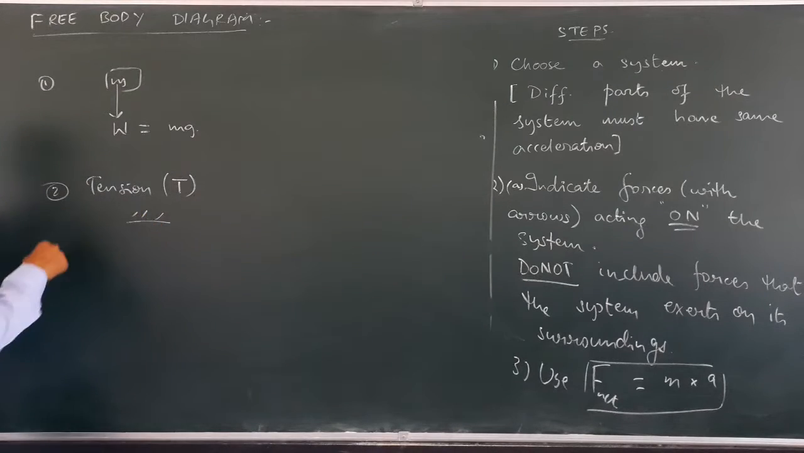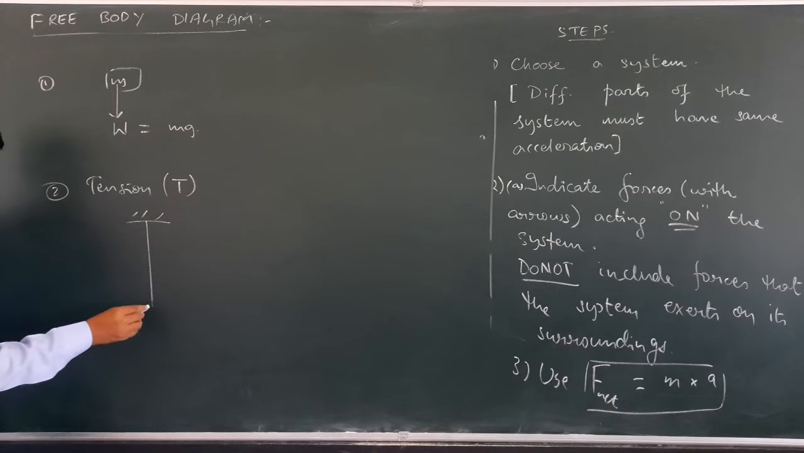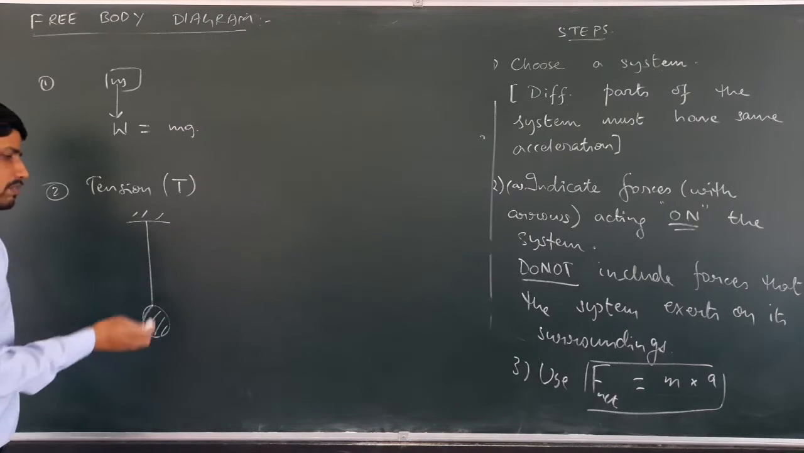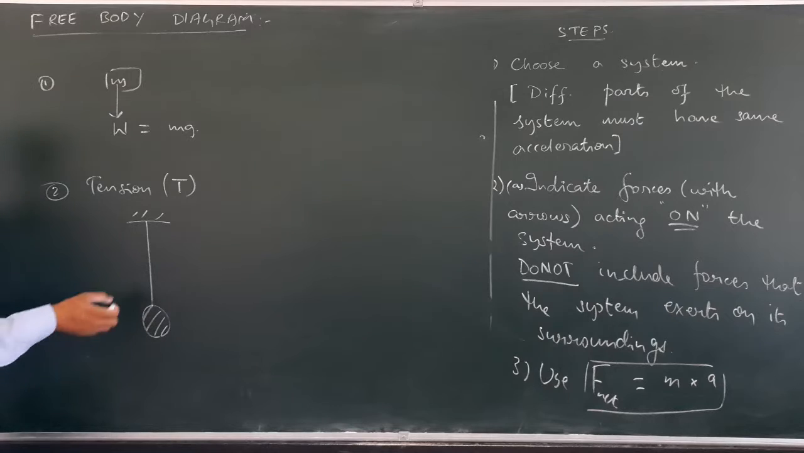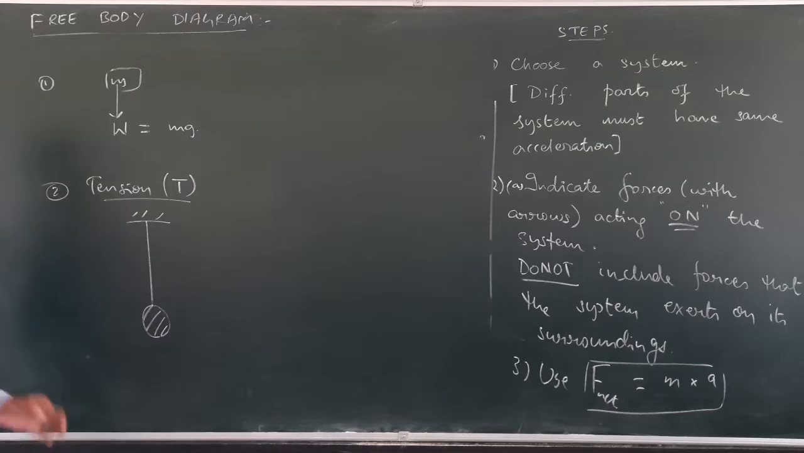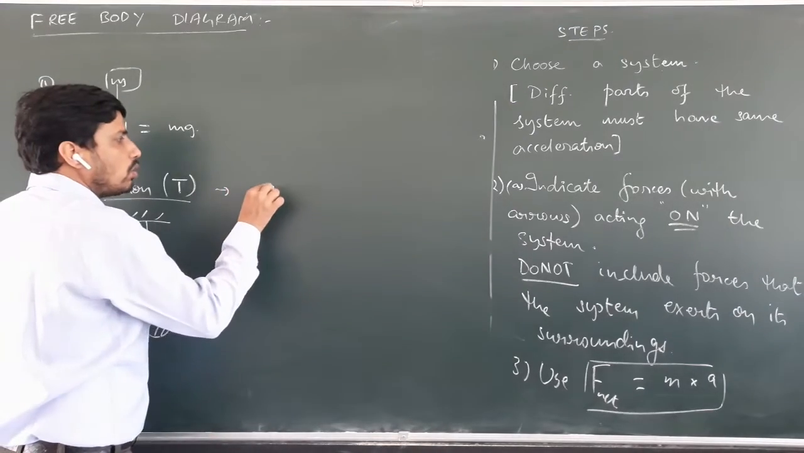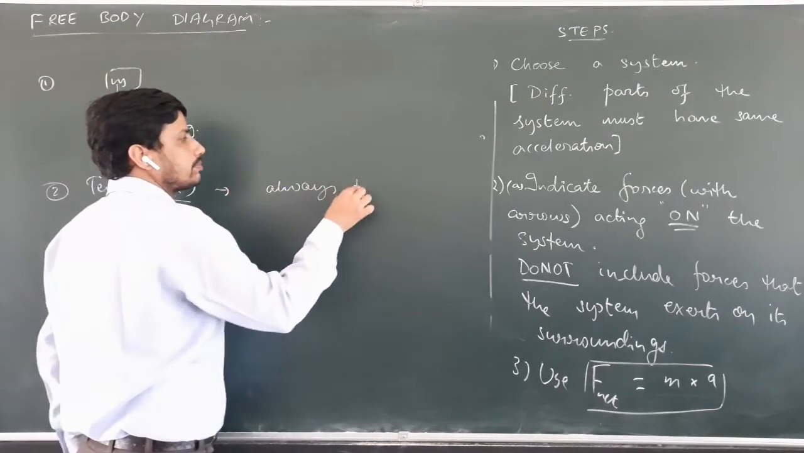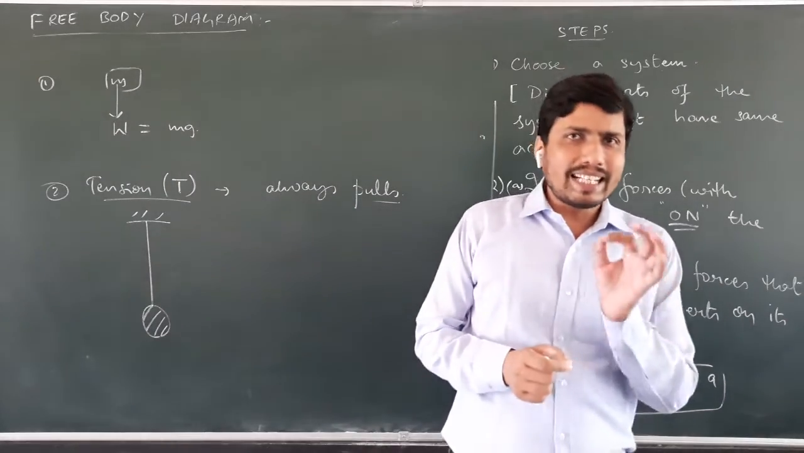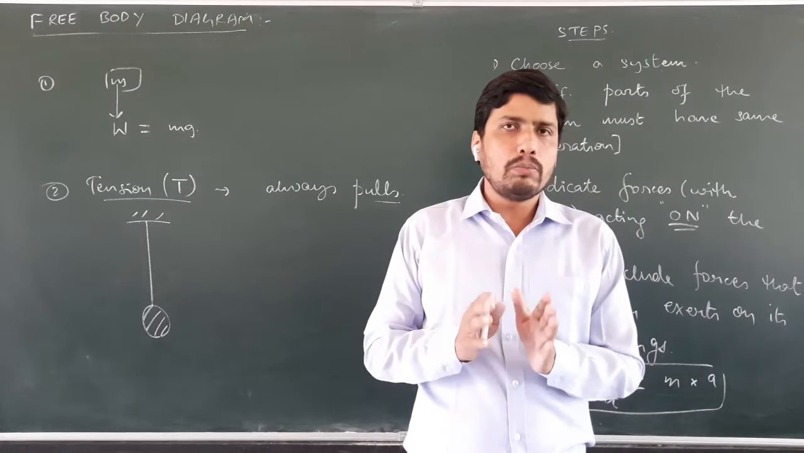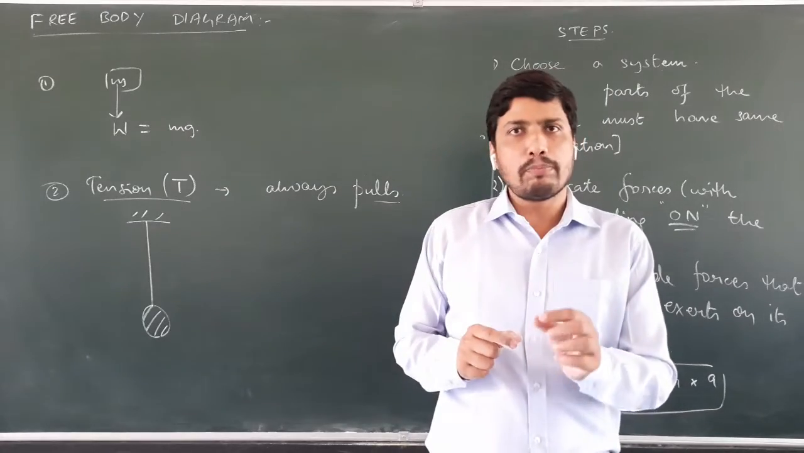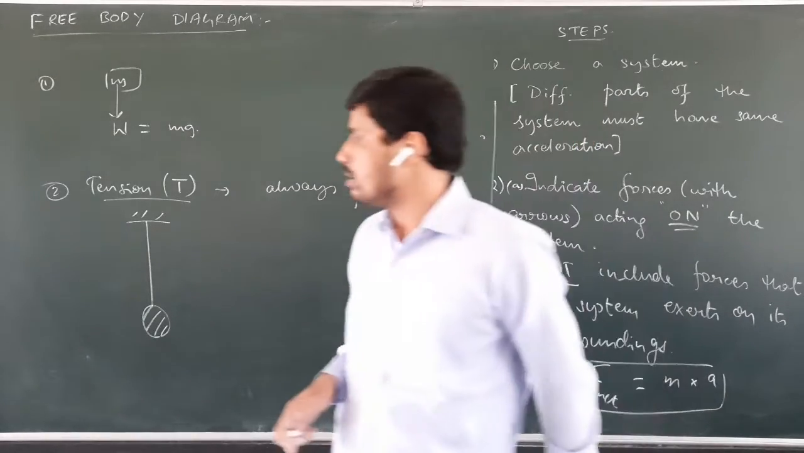Suppose there is a roof on which you tie a thread. At the bottom of the thread you tie some load. Then this string becomes taut and this string will develop some force that we call tension. Always remember, tension always pulls. The direction of tension at any point on a system will be such that it will tend to pull the system. It will never push the system.